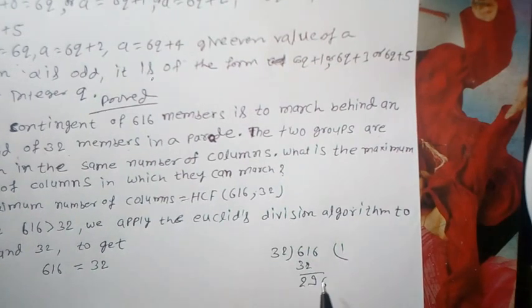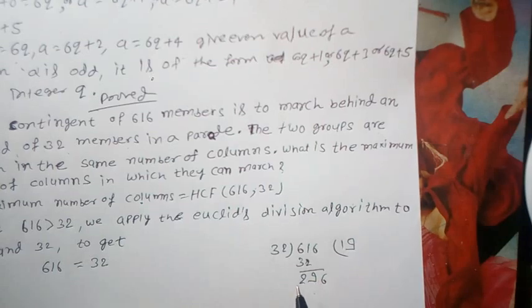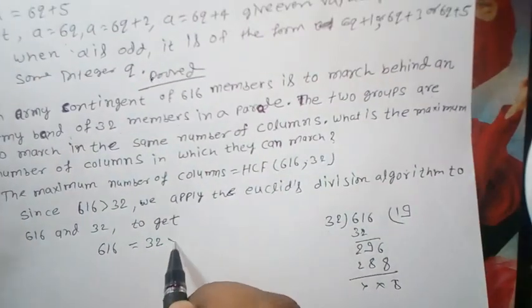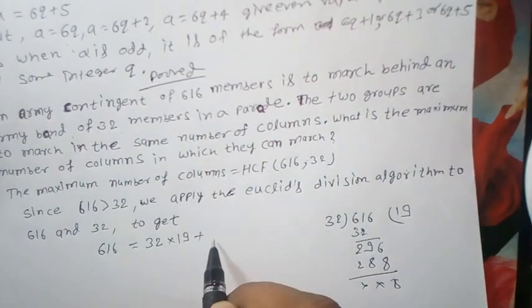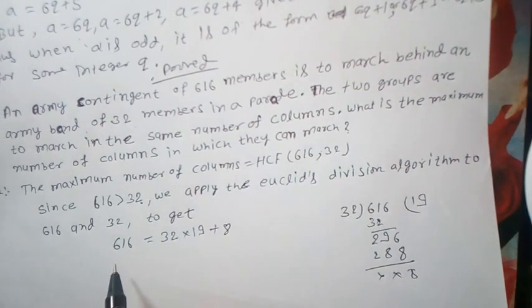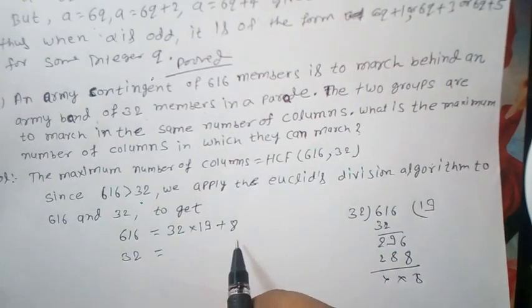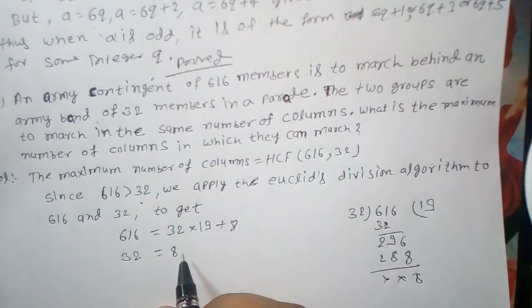Now again we divide 296 by 32. 9 3s are 27, so we multiply 32 by 9: 9 2s are 18, 9 3s are 27, so we get 288. Now 296 minus 288 is equal to 8. We multiply by 19, then we get remainder 8. Now here we put 32 in the place of A and 8 in the place of B.